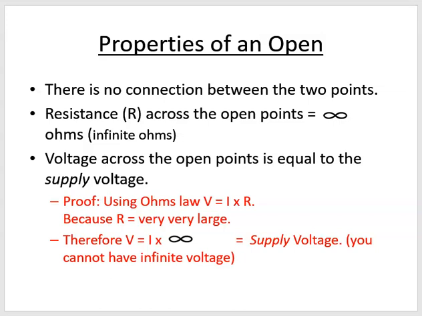Well, let's look at the proof. Ohm's law: voltage is current times resistance. Because R is very, very large, therefore V is I times infinity. We can't have infinite voltage, so the voltage will equal the supply voltage.